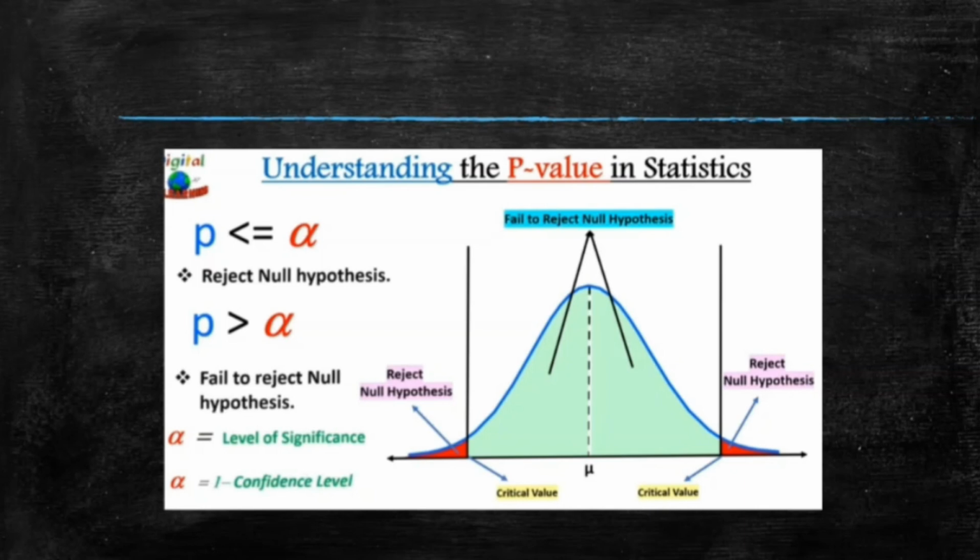So what is the reject null hypothesis? This is the p-value that we encounter. So alpha is equal to the level of significance. So alpha is equal to 1 minus the confidence level.